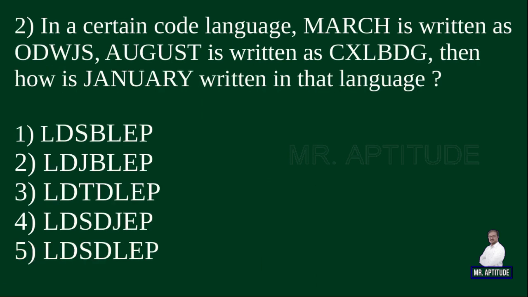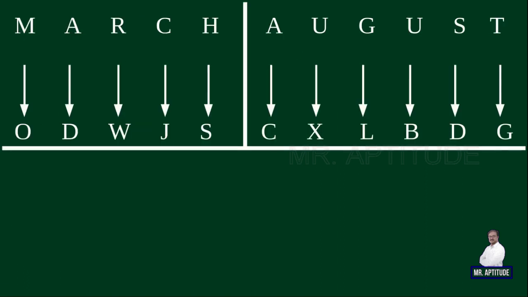Now let us go with the second question. In a certain code language, March is written as something, August is written as something, then how is January coded in that language? Let us see. M is coded as O. So if you consider their place values, M plus 2 is O. A plus 3, A is 1, 1 plus 3 is 4, and the fourth English alphabet is D. R plus 5, R is the 18th letter, plus 5 gives you 23, the 23rd English alphabet is W. C plus 7 is J, H plus 11 is S.